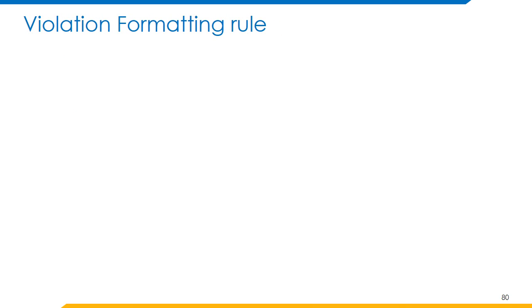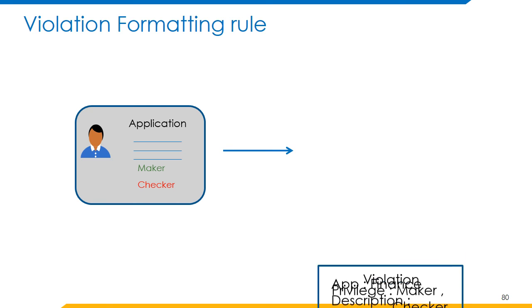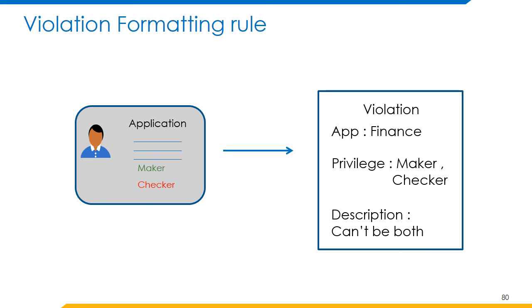Violation formatting rule. This rule is used to customize the way in which the violation is created. The violation could be formatted in a way that we would require. The inputs to this rule are policy, violation, constraint, state, and identity. The rule expects a formatted violation as return value.